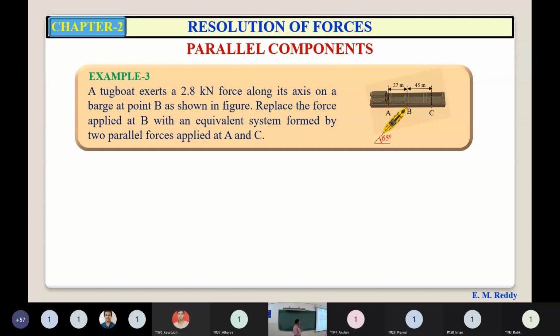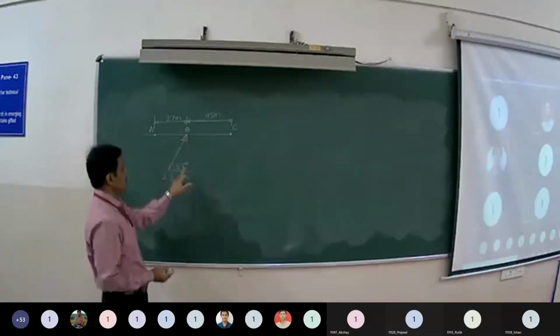What is the given system? 2.8 kN force acting at B at an angle 65 degrees. So whatever the effect that force is having on the barge, the same effect you should have when you replace that force with two parallel forces at A and C. That is the meaning of that. So in short, you have to resolve 2.8 kN force which is acting at B into two parallel components at A and C. The 2.8 kN is acting at B, making an angle.